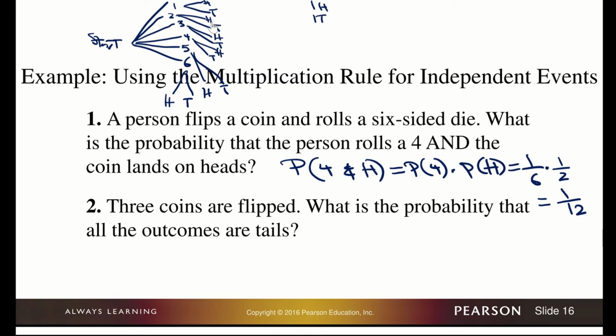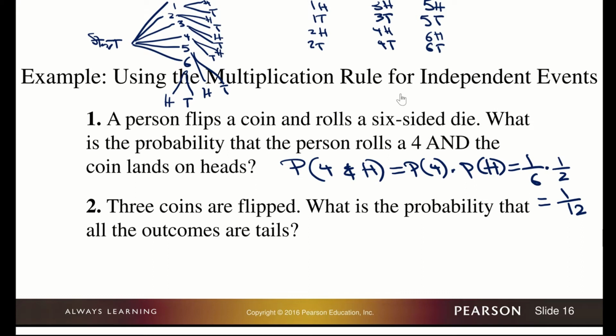Or you could have 2H, or 2T, right? You get the idea here. And 3H, 3T, 4H, 4T, 5H, 5T, and finally 6H, 6T. So notice 3 columns of 4, so that's 12.